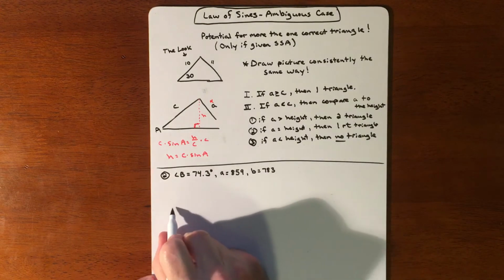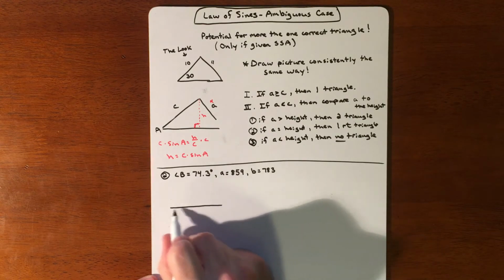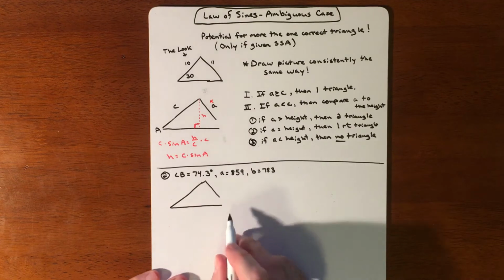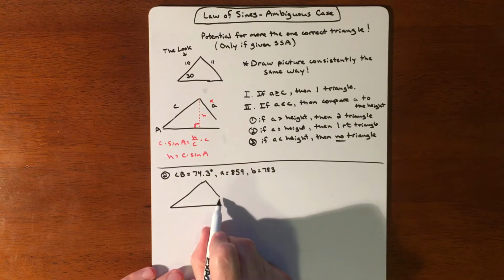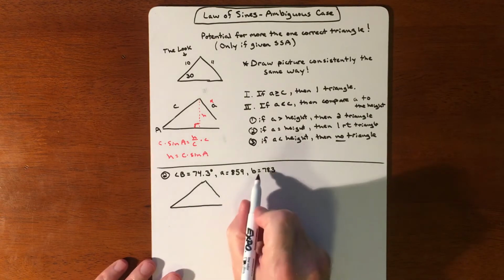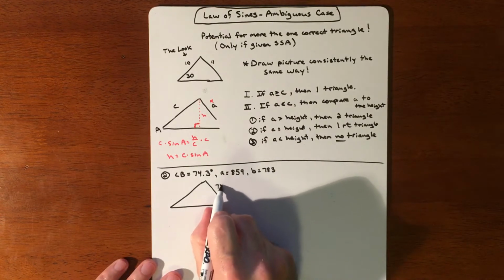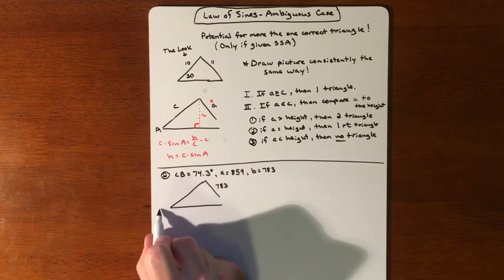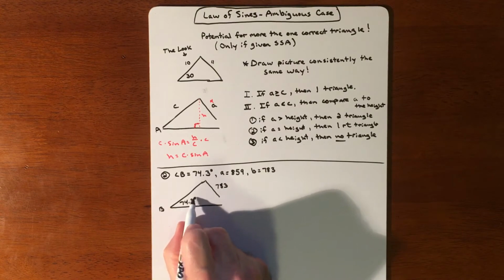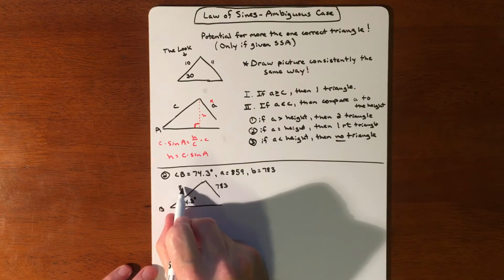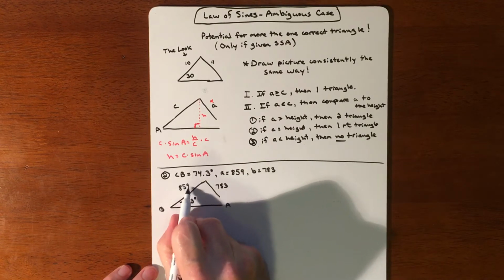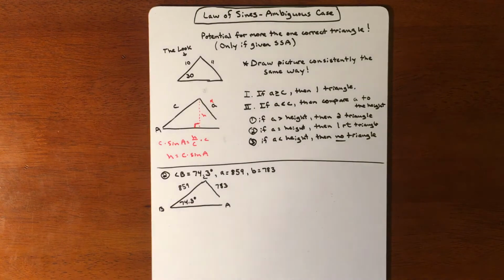Always start with that. And again, I draw my picture a certain way 100% of the time, and I do it on purpose. I make this piece not connect because this is my potential side that swings and creates two triangles. So with that, I make this my 783, and my side angle across from it is 74.3 degrees. And that forces this side and this angle to be angle A, and that's 859. So that would be angle C.